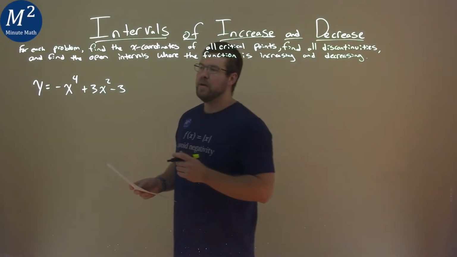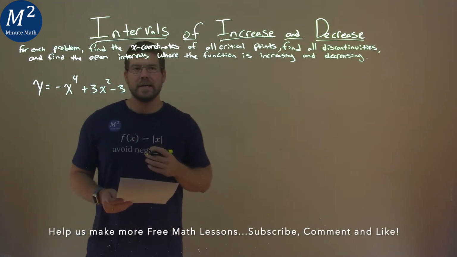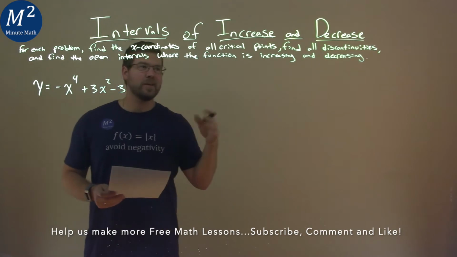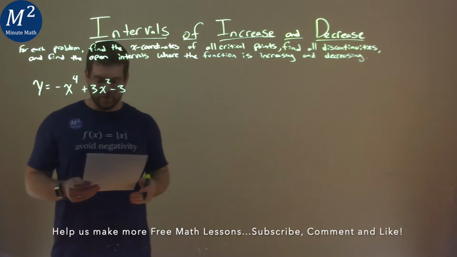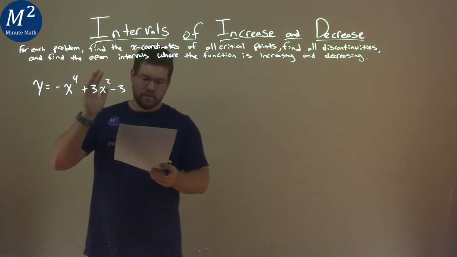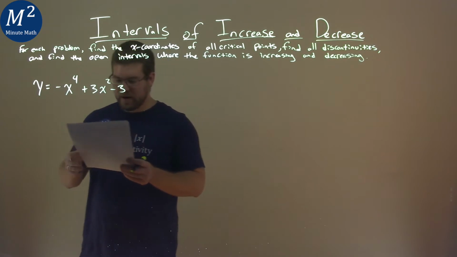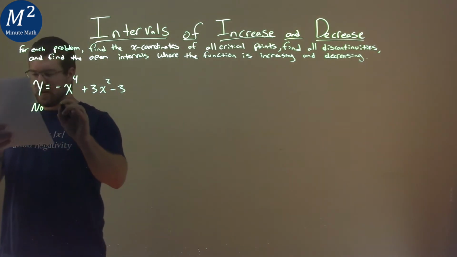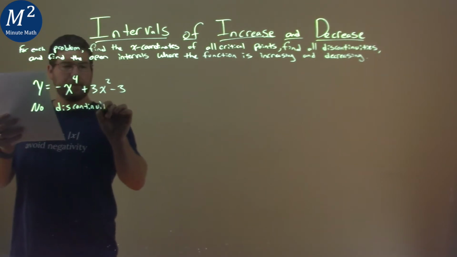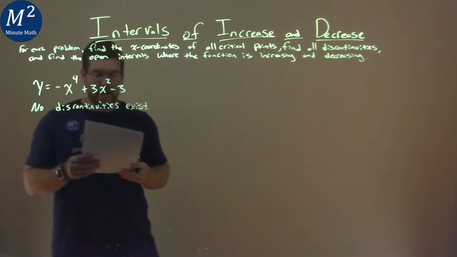We're given this problem right here, y equals negative x to the fourth power plus 3x squared minus 3. And we've got to find the critical points, where the discontinuities of the function are, and where the function's increasing and decreasing. Luckily for us, right off the bat, we have a basic polynomial function. And so what that tells us is that we're continuous everywhere, so no discontinuities exist. We can get that right off the bat here.